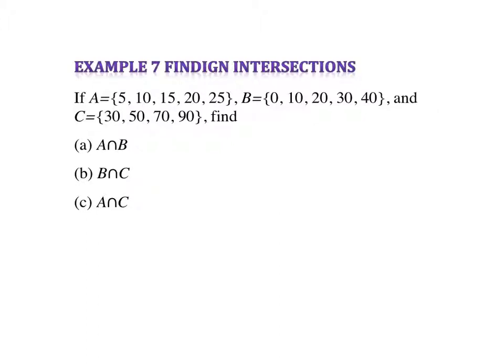Let's find the intersections. We've got a couple of sets. There's A that has 5, 10, 15, 20, 25. B has 0, 10, 20, 30, 40. And C has 30, 50, 70, 90. And we have to find where A and B overlap. So what I like to do is list them out. 5, 10, 15, 20, 25. Be careful, my 5 sometimes looks like 3s.